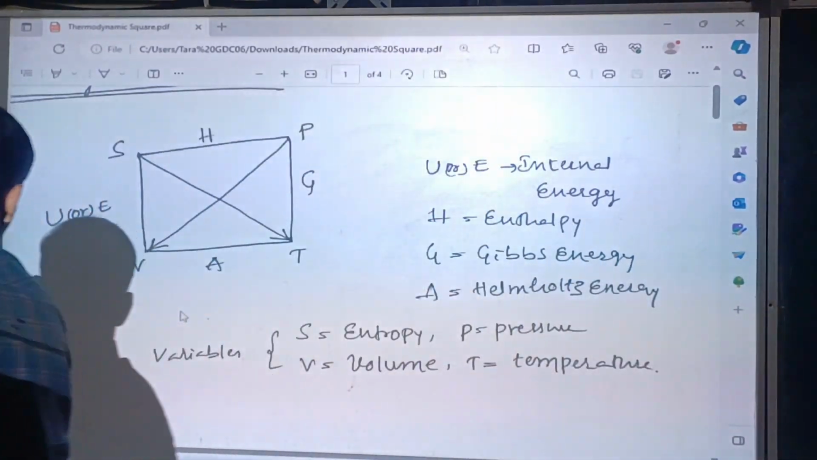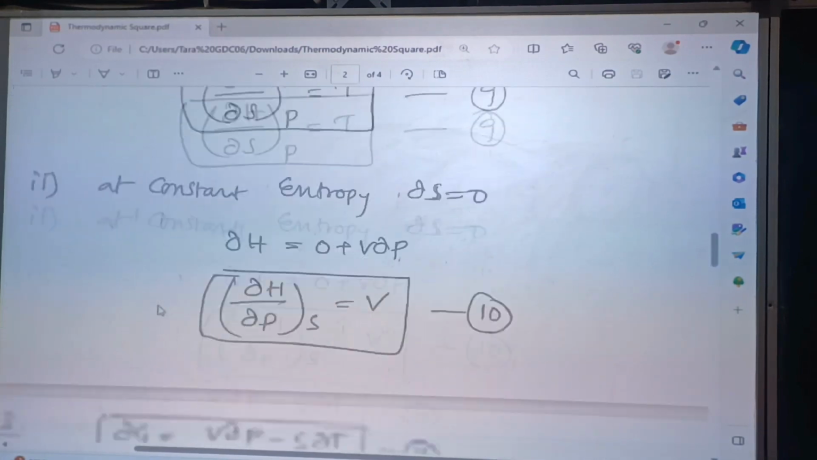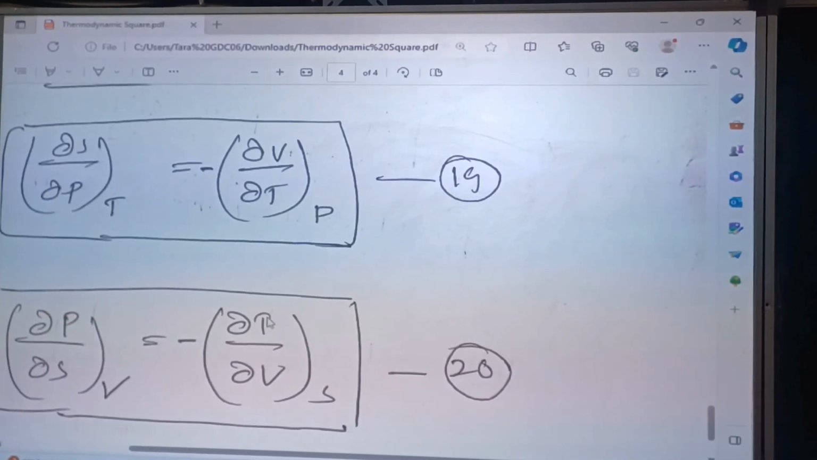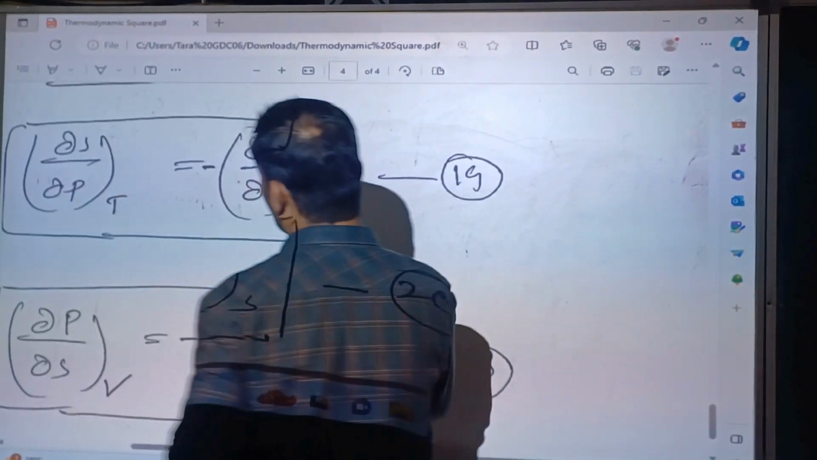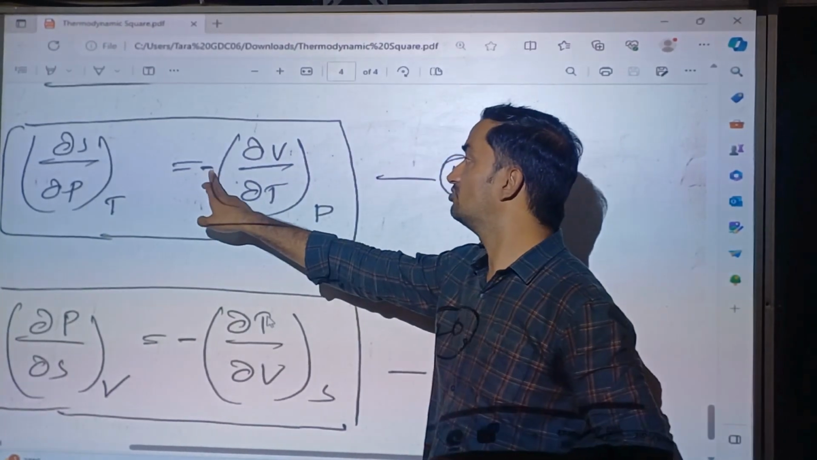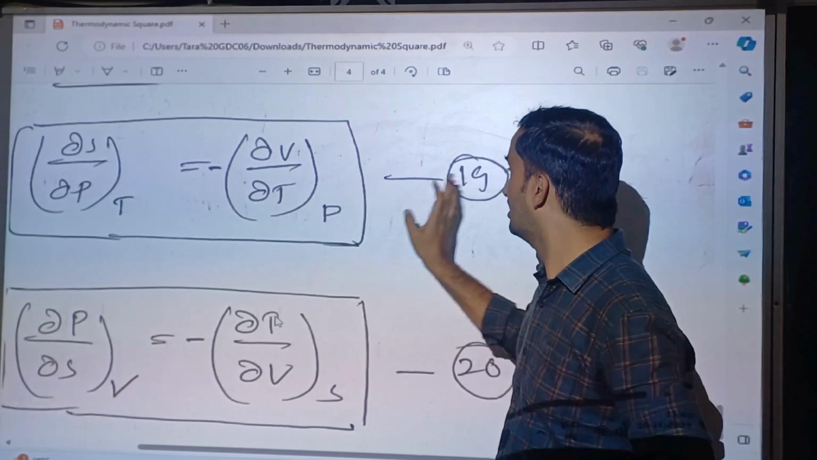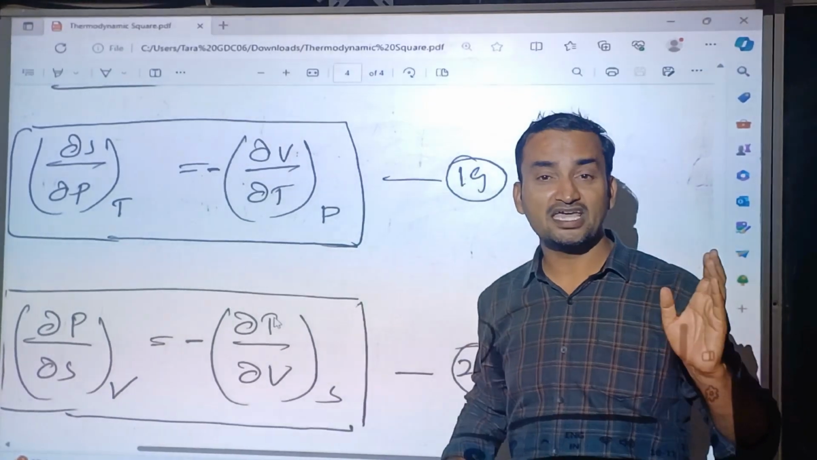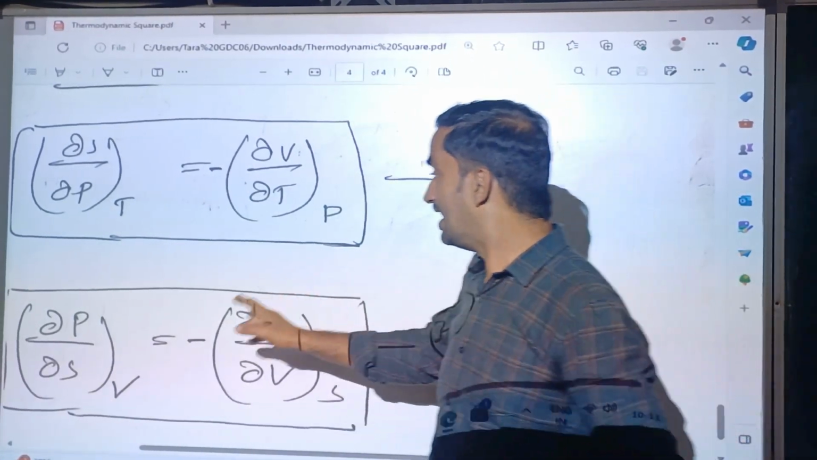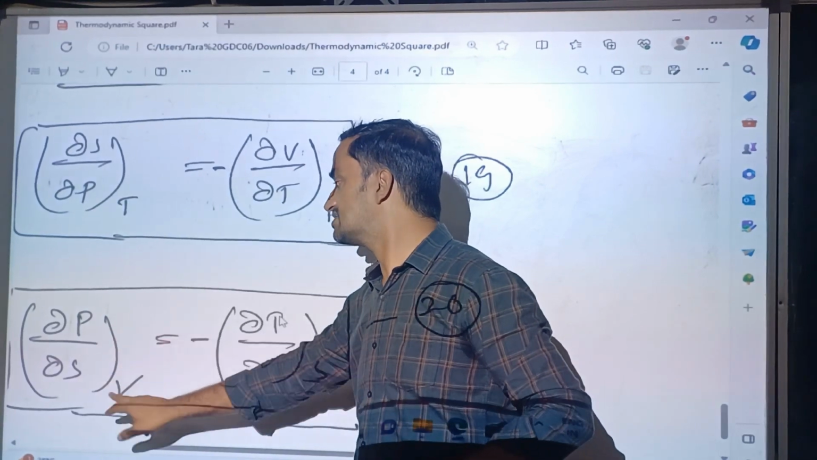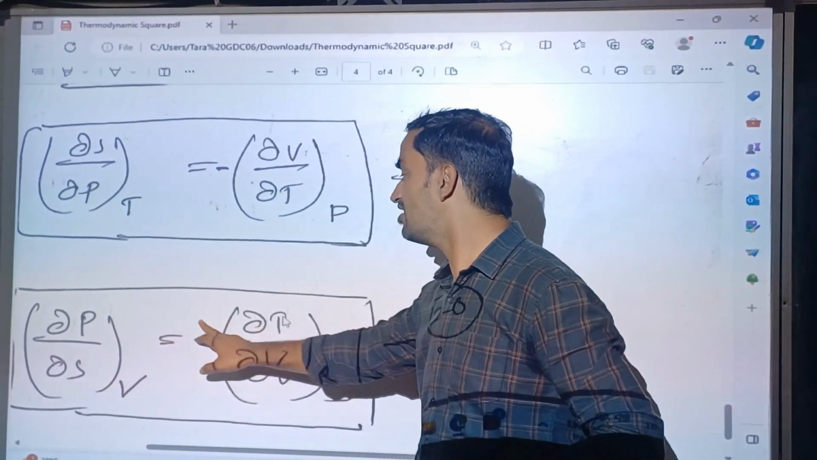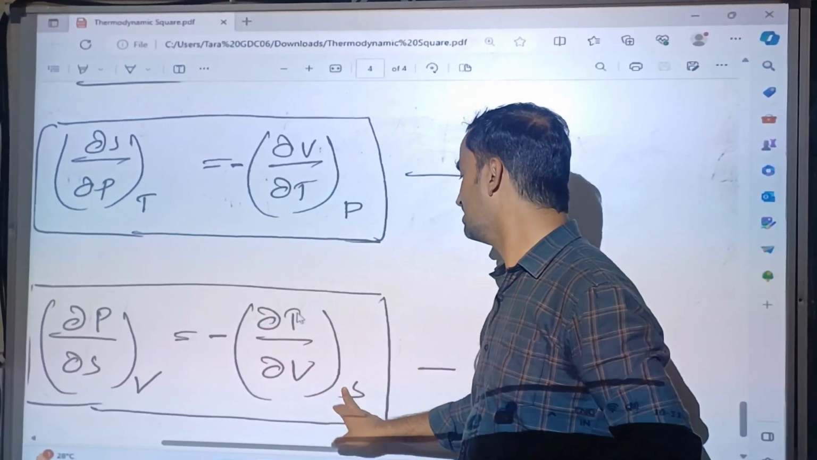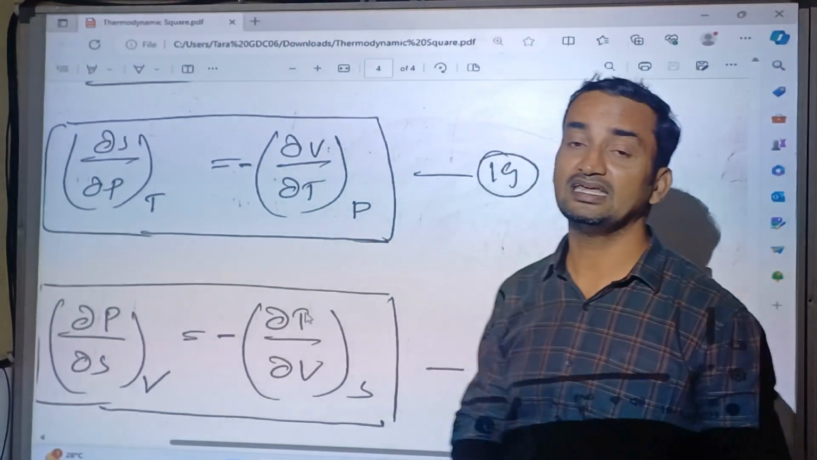Now we'll see one. By considering the opposite sides H and A, we get like this: one is a plus value, another one is a minus value. So ∂S/∂P at constant temperature is equal to minus ∂V/∂T at constant pressure, which is the 19th relation. These are very important for your JEE Advanced and NEET. Now, like that, upside down, ∂P/∂S at constant volume, again we are getting a minus sign. Why? Because the arrow mark is moving towards the temperature: ∂T/∂V at constant entropy. This one is the 20th relation.